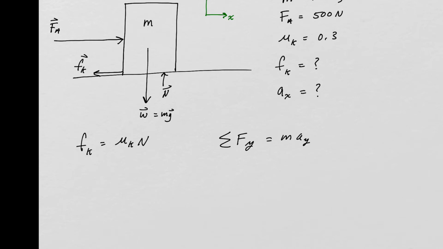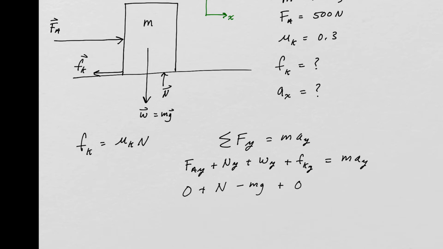So I want the y component of the applied force, the y component of the normal force, the y component of the weight, and the y component of the kinetic frictional force, right? Those are all my forces, so I want all the y components. That's got to equal m ay. Well, the y component of the applied force, it's acting in the positive x direction. There's no y component, right? The normal force is all of N, and it's positive, so I'll just write it as N. The weight is the entire weight but negative, so it's minus mg. And then the y component of the kinetic frictional force is also 0, right? It's all in the negative x, so there's no y component.